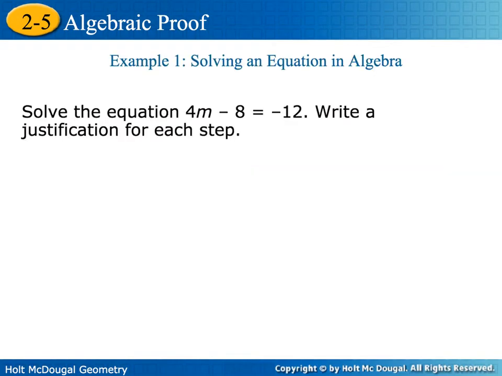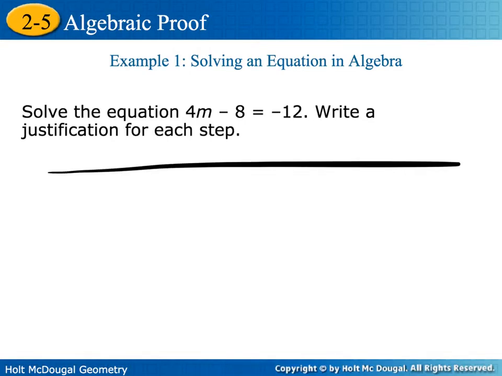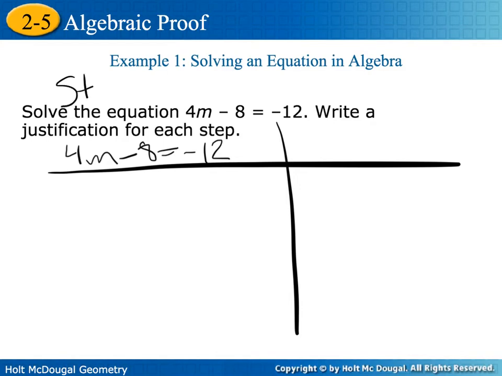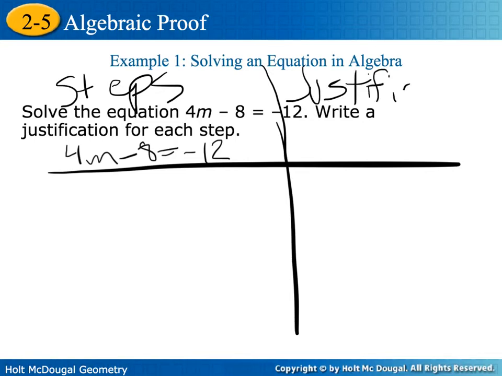All right, so example 1, solve the equation 4m minus 8 equals negative 12. Write a justification for each step. So I'm going to go ahead and start our first two-column proof. All the proofs that we do in here are going to be two-column proofs. So I have 4m minus 8 equals negative 12. This is called our justification. We're going to put our steps over here on the left side and our justifications or reasonings over here on the right.